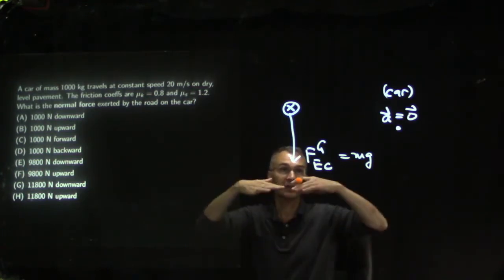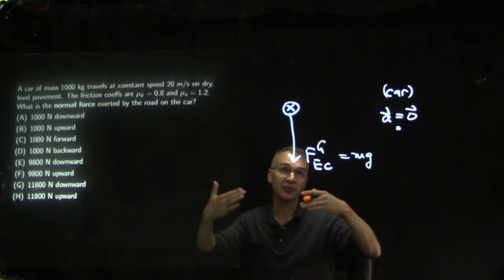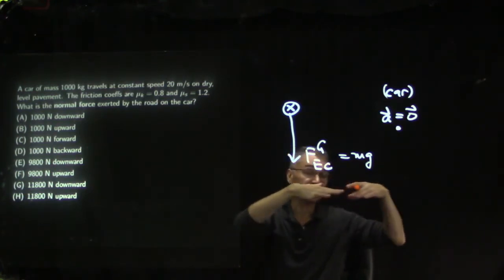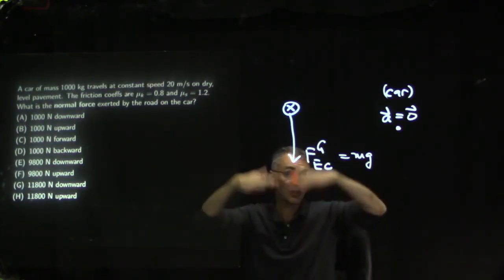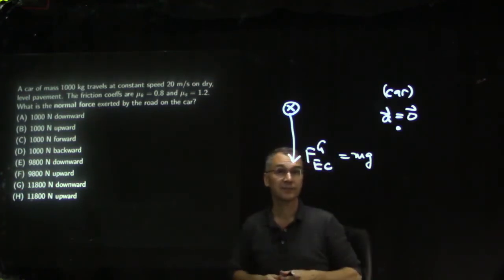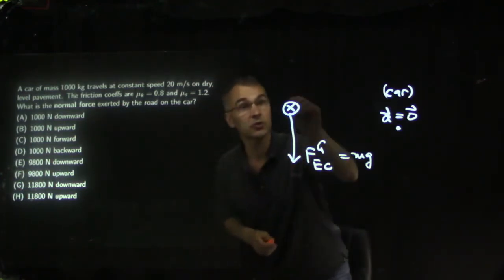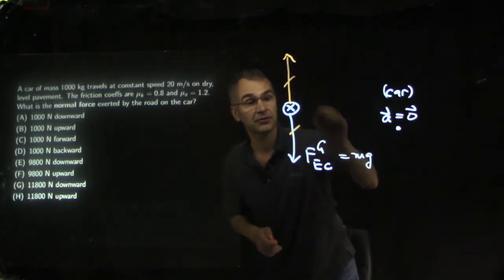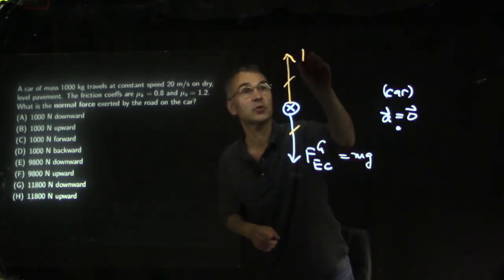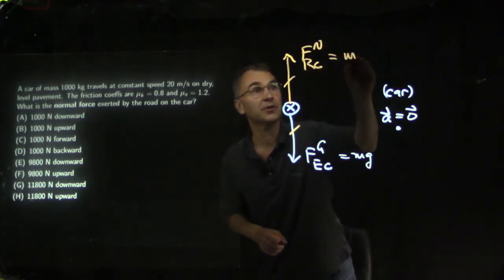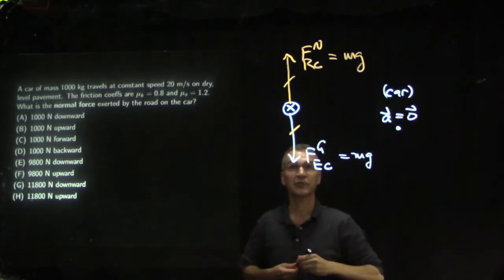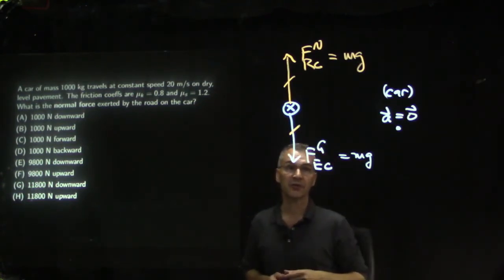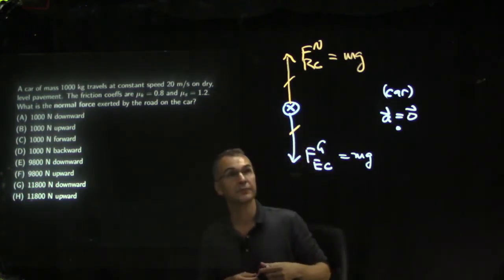So we're told that the car is not accelerating. Even if it were accelerating forward or backward, it's not accelerating up and down. So the normal force is going to exactly balance the gravitational force. This is the normal force exerted by the road on the car, so that's going to be the same as mg. The gravitational force by Earth on the car is the car's weight, mg.